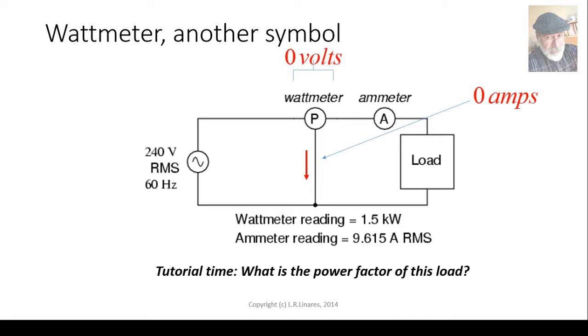By the way, tutorial time. The wattmeter reads 1.5 kilowatts. The ammeter on the right is reading 9.6 amps RMS. The question is, what is the power factor of this load? Well, you have the voltage, right? 240 volts RMS, which is given by the source on the left. You multiply the voltage times the current, and you get the apparent power of the load. You divide the wattmeter reading, the active power P, 1500 watts, by the apparent power, and that is the power factor of the load.